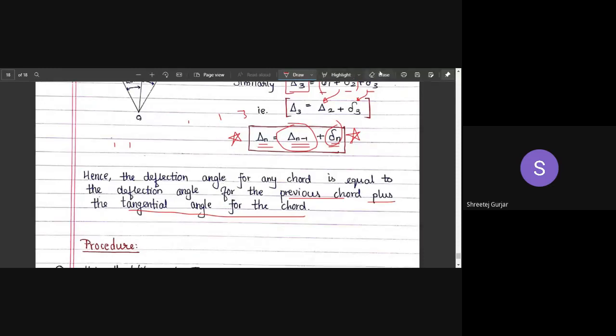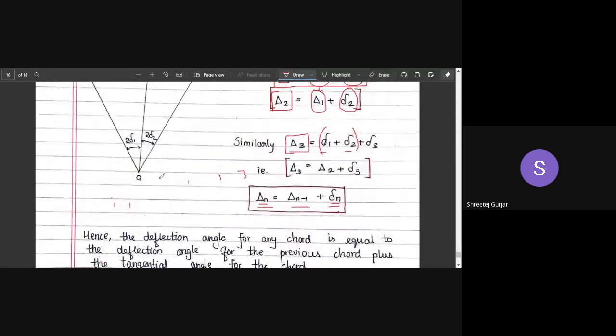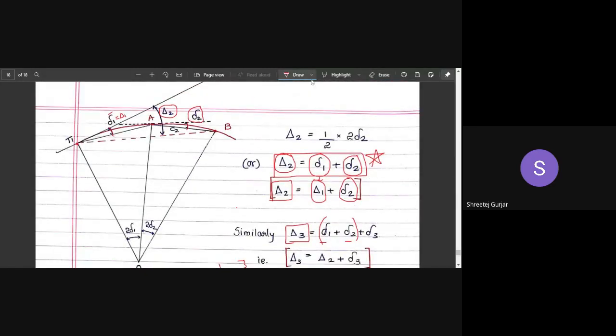So we know how to derive and how to calculate. Now we need to learn how to set this particular curve in your field. Suppose you have all these delta values with you, delta 1, delta 2, then you have your radius with you, and the chainage at T1 and at T2, the last point, you have with you.